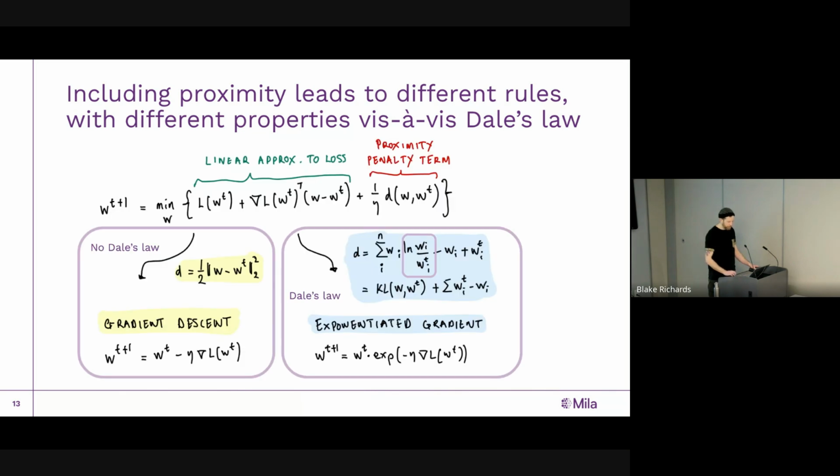Moreover, one of those properties is that this algorithm respects Dale's law. Unlike gradient descent, which will happily push your positive weights to negative or your negative weights to positive, this proximity penalty is undefined for a change in the sign of the synapses. You can see here that what you end up getting is a learning rule that will not change the sign of your weights. If I have negative weights at time t, I cannot change the sign by multiplying them by e to the negative something. So negative weights stay negative, positive weights stay positive. Dale's law can be respected.